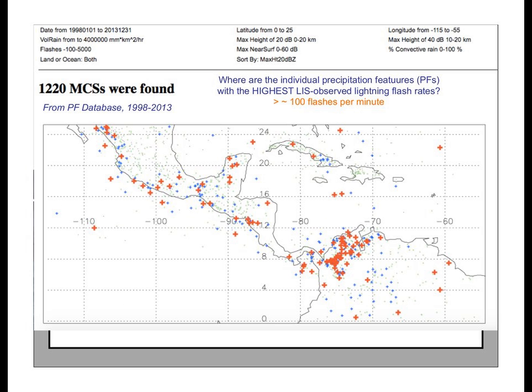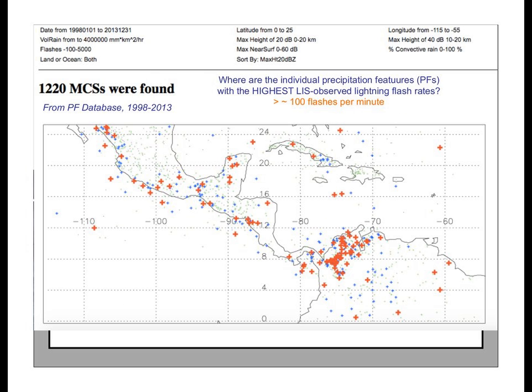That's a different question. Where do we have the highest lightning rates? And now the oceans disappear pretty much, and we have this very active region over northwestern Colombia and stretching to Lake Maracaibo, which is a well-known hotspot for really intense convection. Here we're talking about greater than 100 flashes a minute.